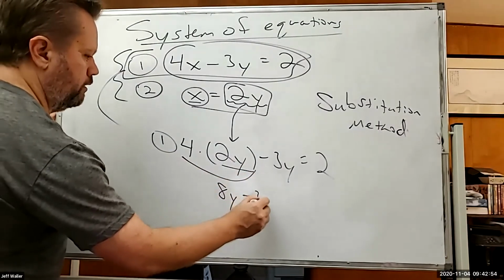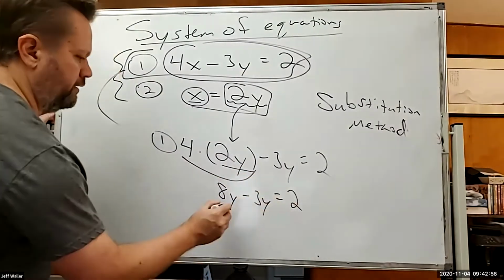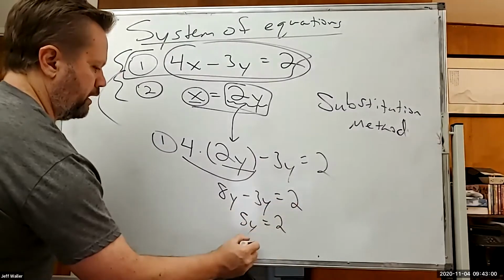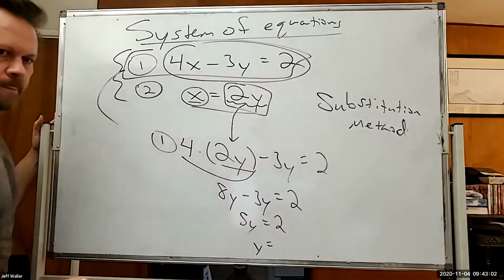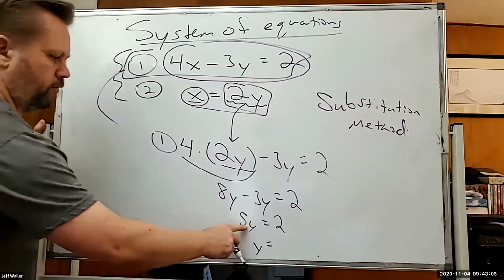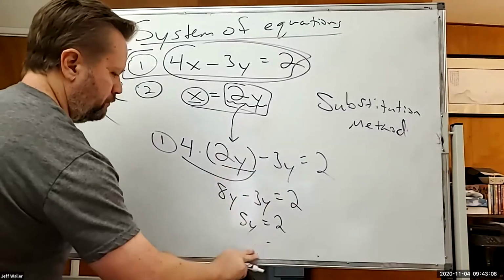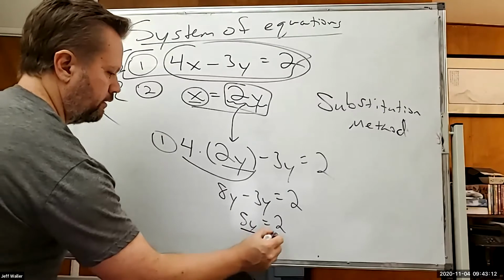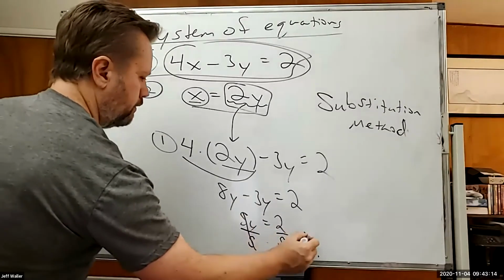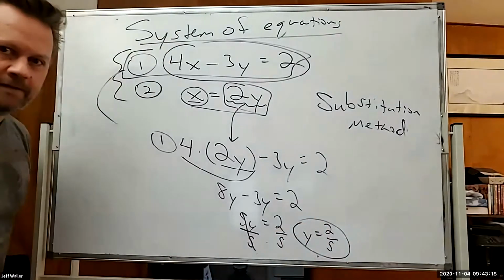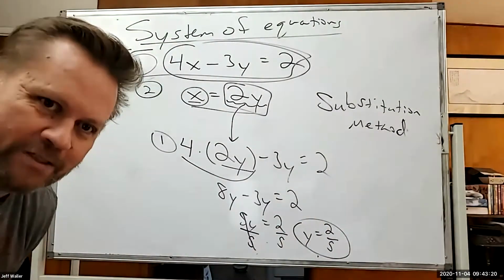You're going to love this. You ready? 8y minus 3y is 5y. So what's y? Careful, no. What do you have to do to both sides to get y alone? Take the 5, divide by 5. I know you're really happy to see that happen.